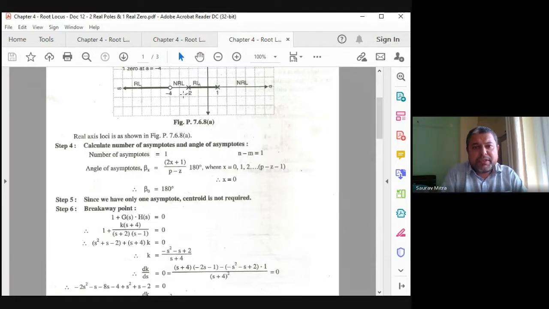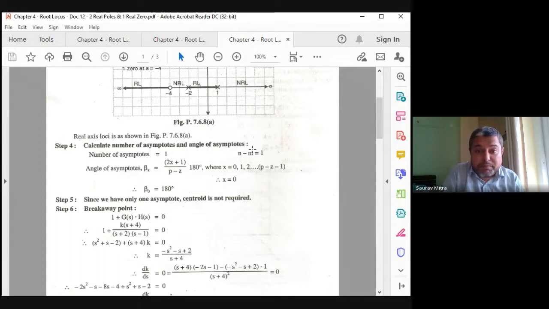So between 1 and -2, there is the real axis root locus. From -4 to -infinity, there will be real axis root locus. In this case, calculate the number of asymptotes. So p minus z is 1. That means there will be one asymptote which will go to infinity. That means q value will be 0. So (2 times 0 plus 1) into 180 degrees, that is 180 degrees divided by p minus z. That means theta 0 is equal to 180 degrees.